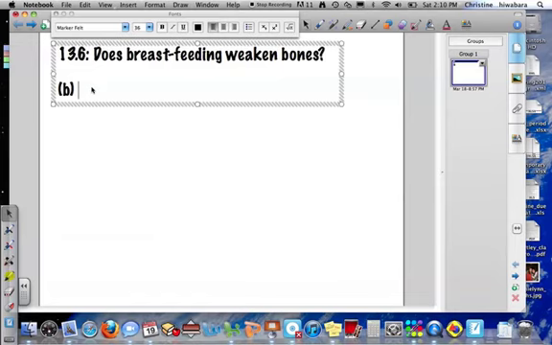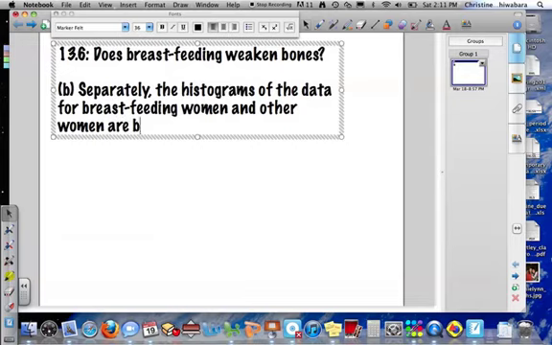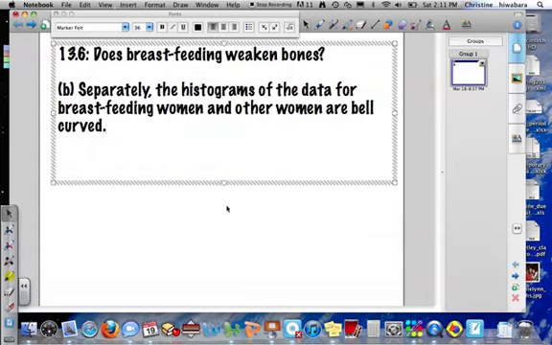Okay, so the first thing you should do is graph histograms so you can see whether it looks normal or not. So they wanted you to look at things graphically. And you should see that the histograms look bell curved separately. So you should write that. Separately, histograms of the data for breastfeeding women and other women are bell curved. Alright, so our data definitely looks like it's approximating normally.